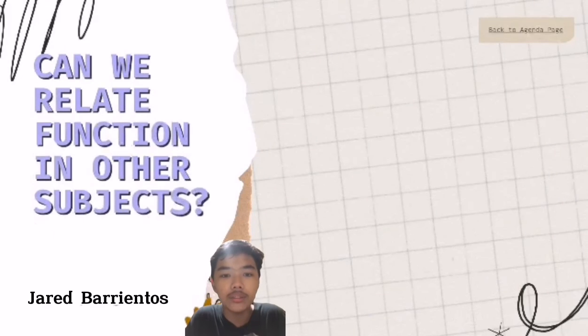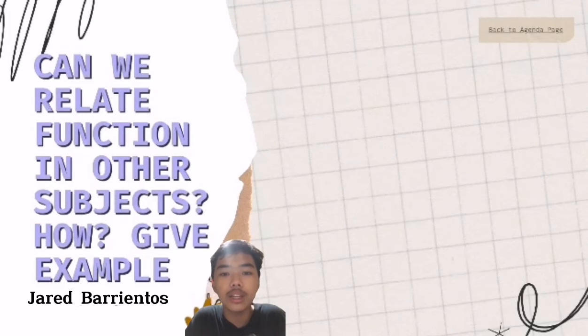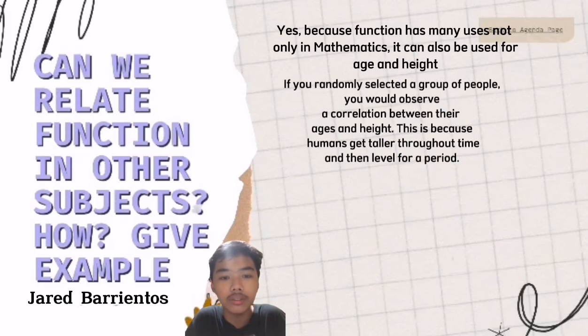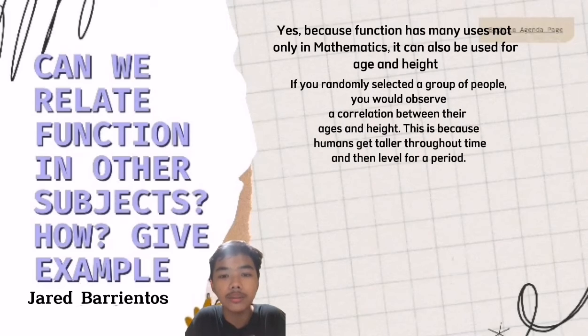Can we relate that function to other subjects? How? Give an example. Yes, because functions have many uses not only in math, they can also be used for age and height. If you randomly select a group of people, you will observe a correlation between their age and height. This is because humans get taller throughout time and then level off for a period.